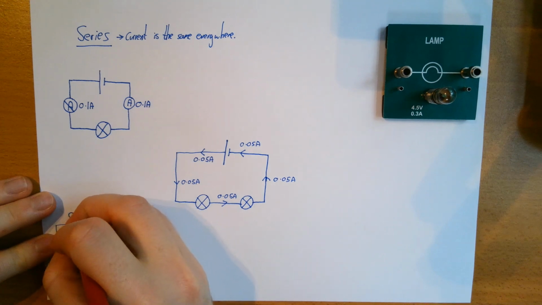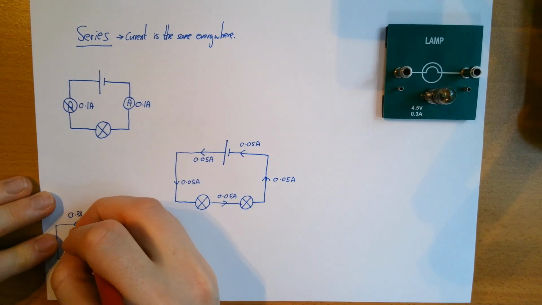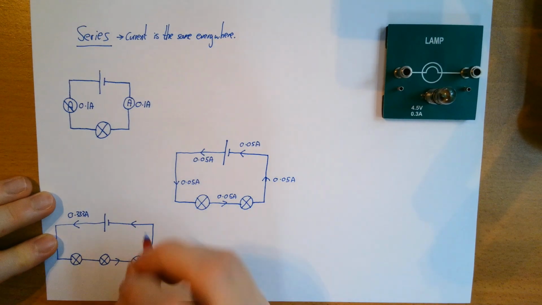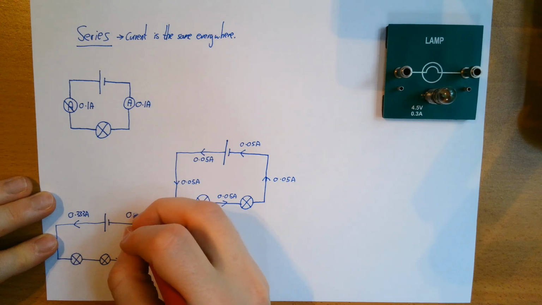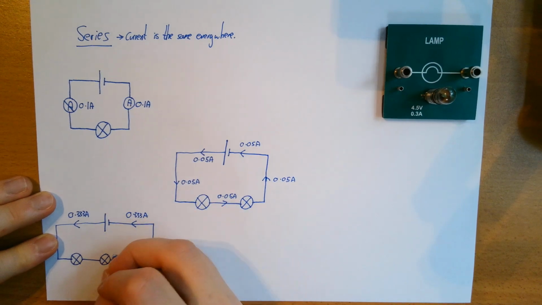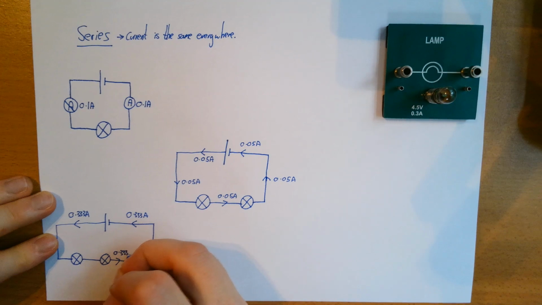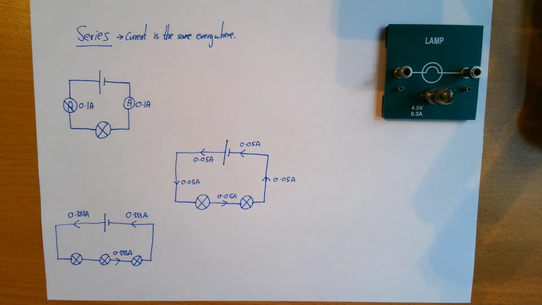So this will be 0.333, lots of 3s amps, it's a third, 0.333 amps everywhere. Okay, remember current is the same everywhere.